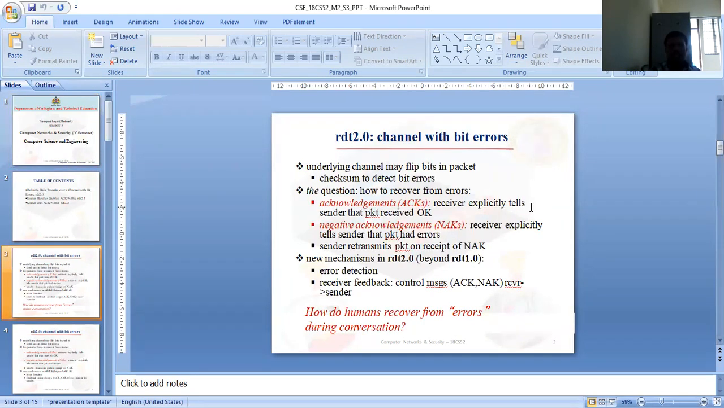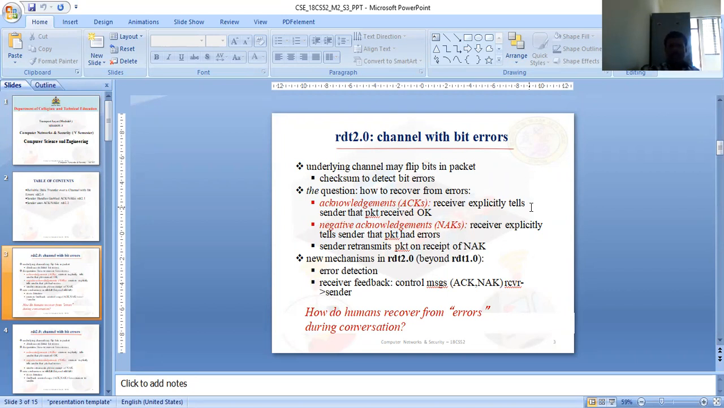So RDT 2.0, a channel with bit errors. The underlying channel may flip bits in a packet. Checksum is used to detect the bit errors. Any errors are rare. It is the responsibility of the checksum to detect the bit errors. And the question is how to recover from the errors.